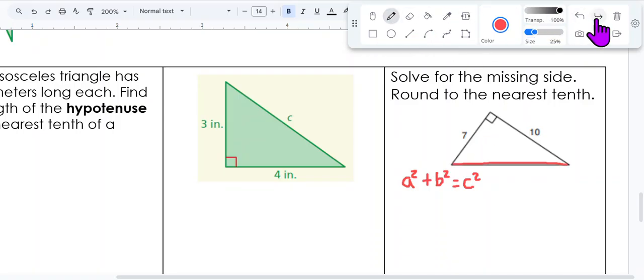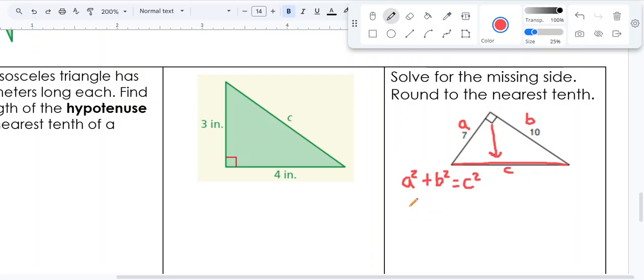So I see that this is my missing side right here, and that's across from my right angle. So that means that is c. So I'm solving for c. So that means that this 7 and this 10 are a and b. It doesn't matter which one you label a or b. The important one is c. Right? Because we're adding, you can add in any order. That's the reason why A and B don't matter which one is which.